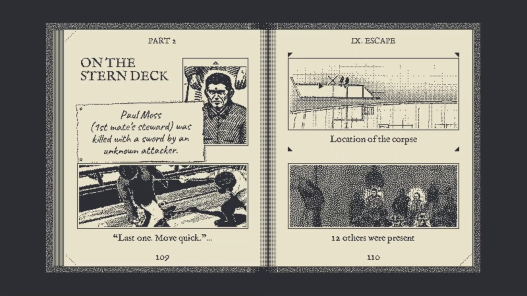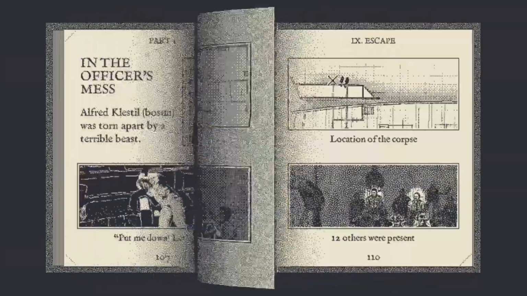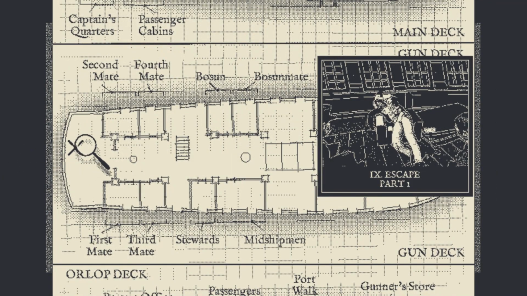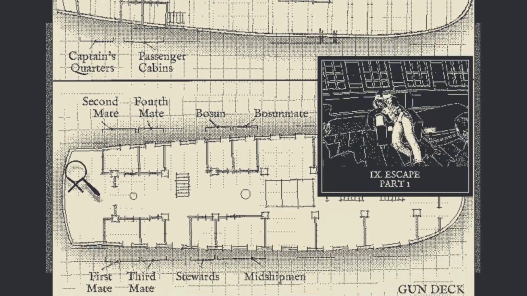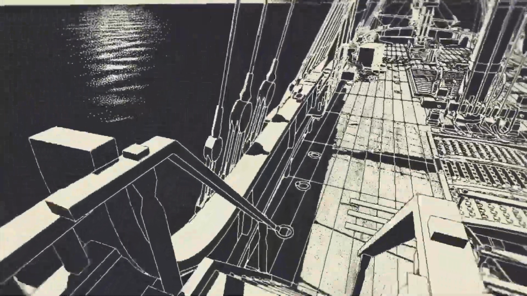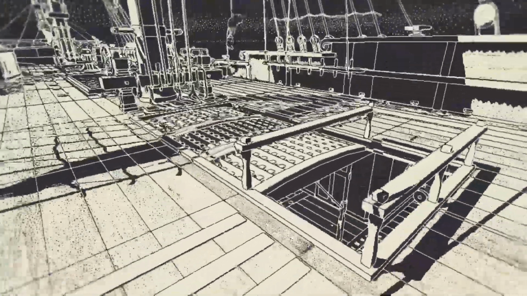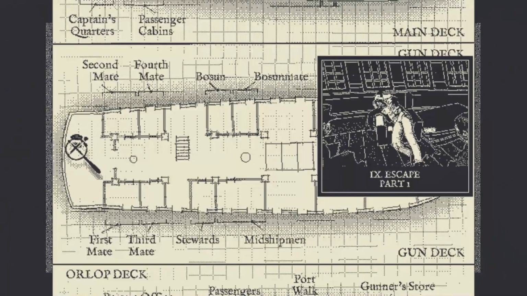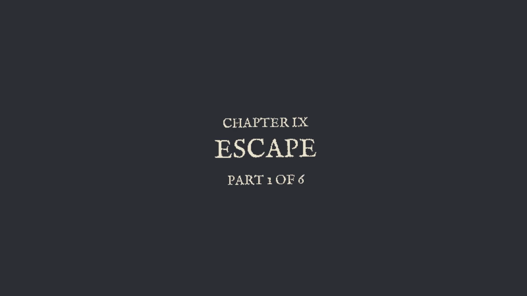So, this was in Escape. Part 9 on the gun deck. If I go down, let's just trace this all out. Okay, so this is the start of Escape. This was the guy that got his arm chopped off by the squid. If I remember, he was there with the Frenchman, and everyone else was trying to help him.